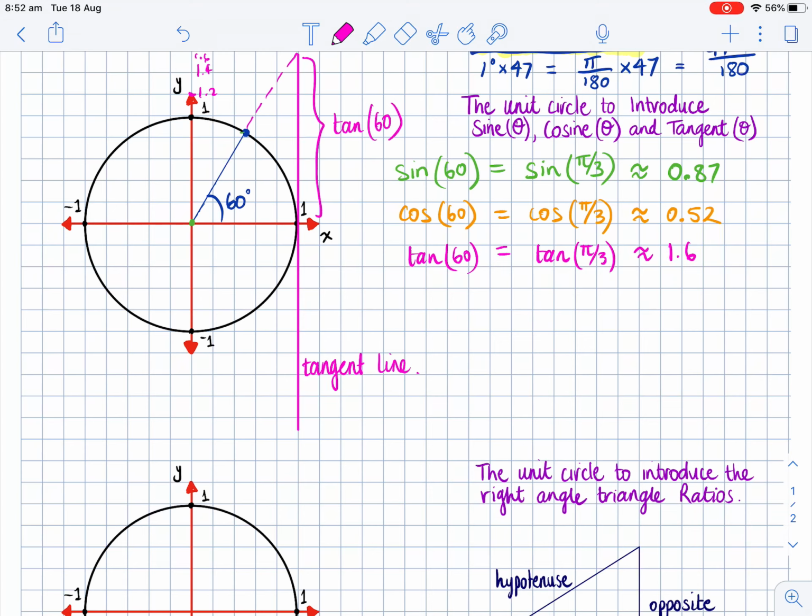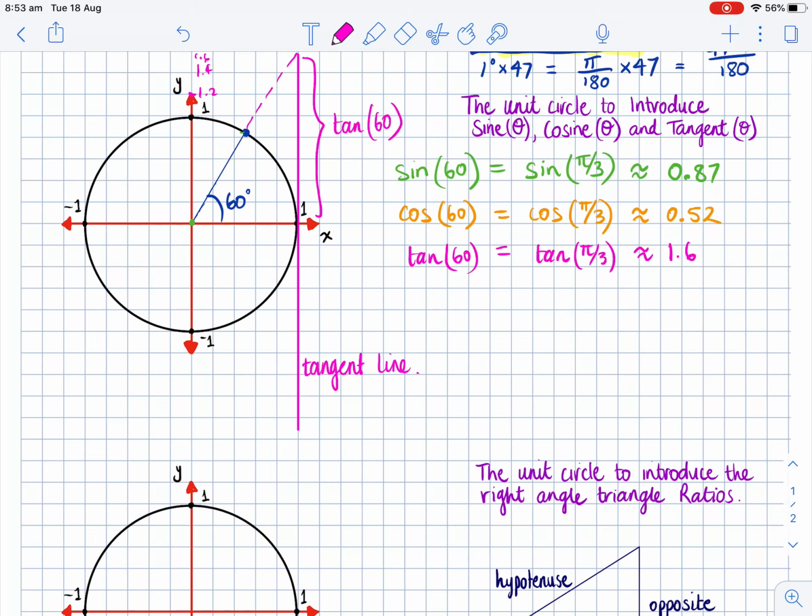So if I type that one into my calculator, tan of 60 degrees, it's 1.73. So not quite as accurate that time, and probably because you can see that my line's getting a little bit curved there. But we're still able to estimate the value of tan using this tangent line.